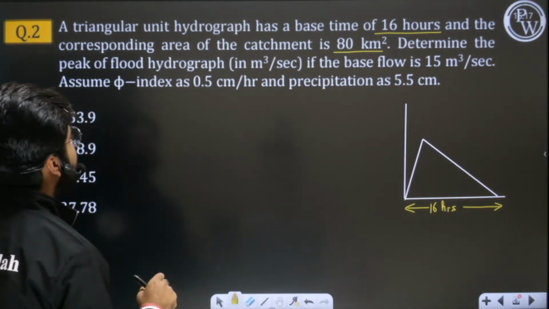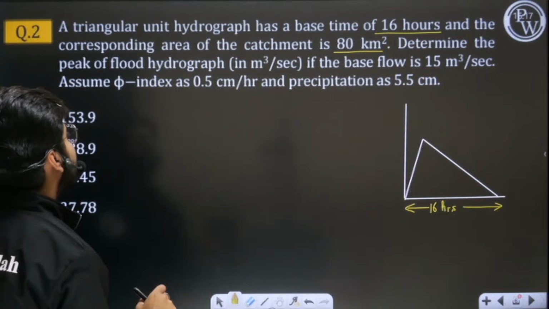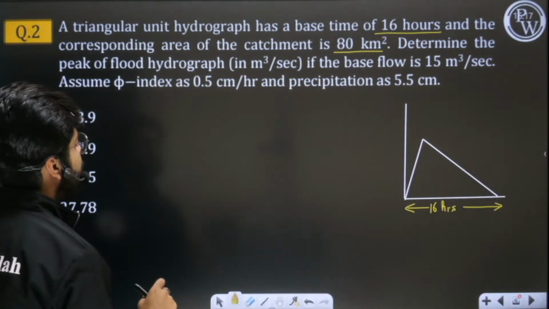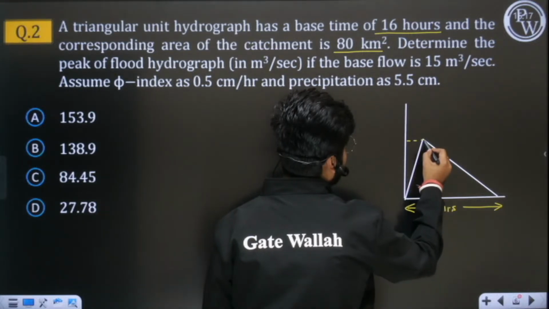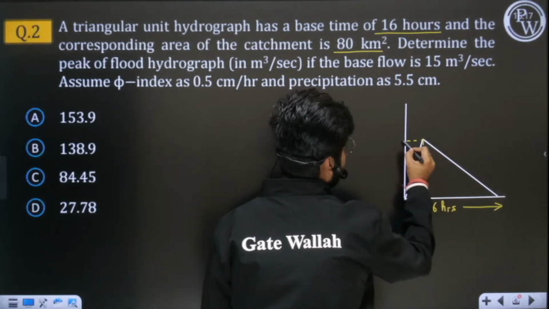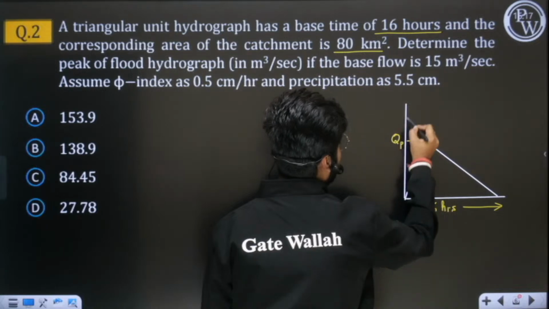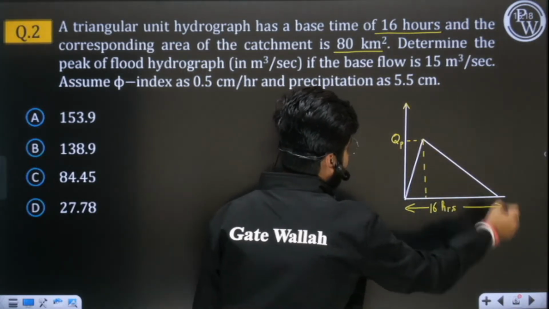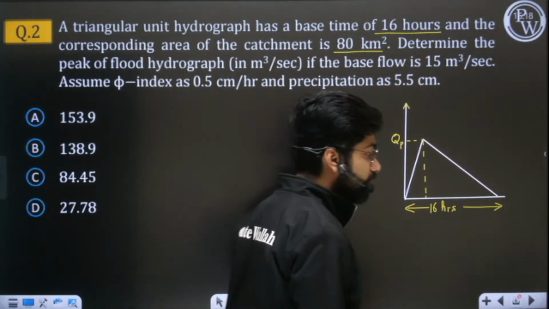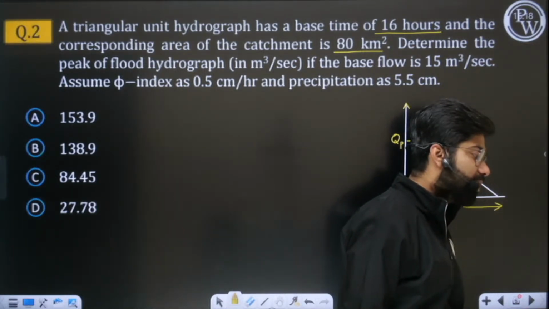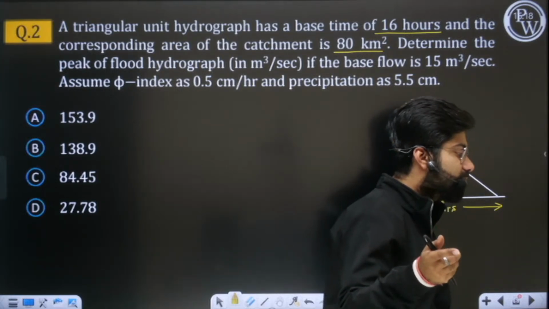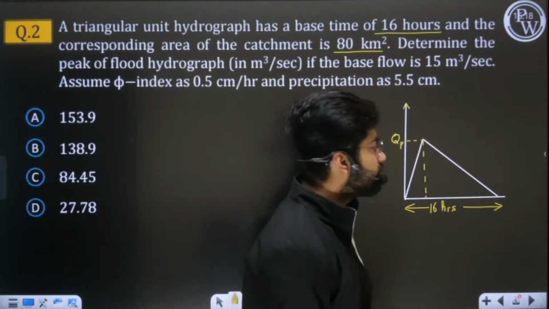Now, one thing which is not given here is the peak of unit hydrograph. We are not given in this question the peak of unit hydrograph. Peak of this unit hydrograph we don't know. So how will I find the peak of unit hydrograph? Yes, perfect. Flood peak is equal to unit peak into ERD, plus base flow also.